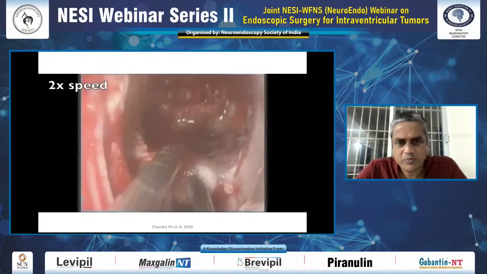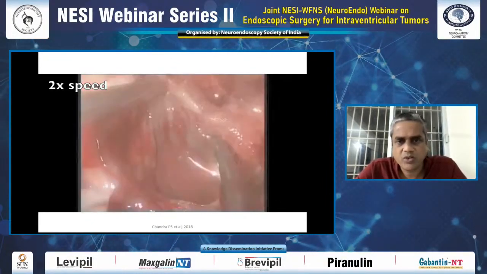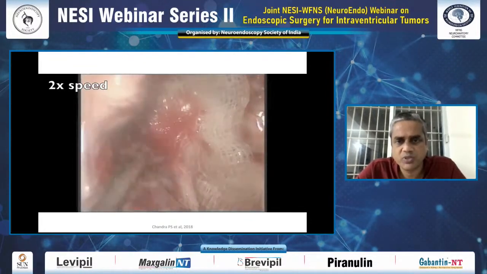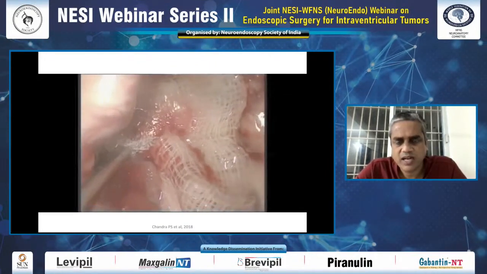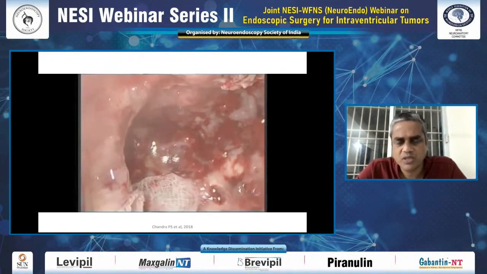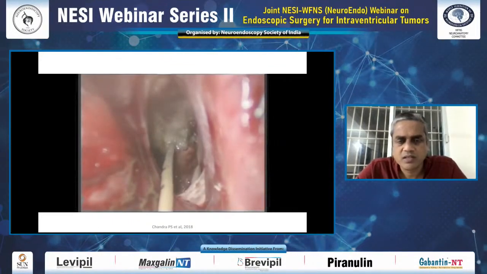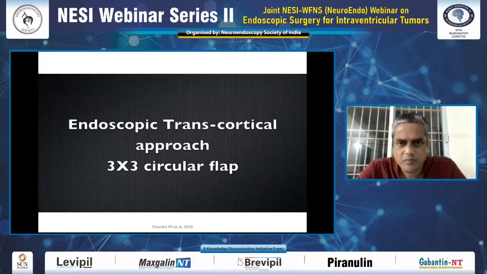Now, one of the small tips is, instead of using cotton, I often prefer to use small wet gauzes because I find them really hemostatic, especially for large intraventricular tumors. The cotton gets soaked with blood and loses its power to absorb or keep the hemostasis on, whereas gauze has larger spaces, so it allows us to achieve good hemostasis.